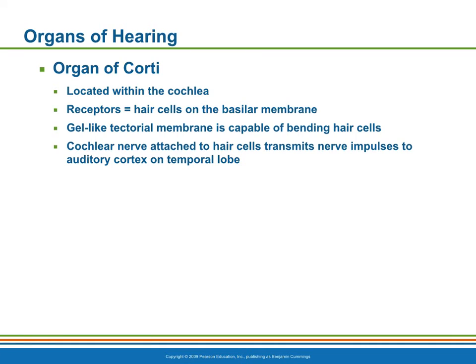Let's now talk about the mechanisms of hearing. Within the cochlear duct, the endolymph-containing labyrinth of the cochlea is the spiral organ of Corti, which contains the hearing receptors, or the hair cells.